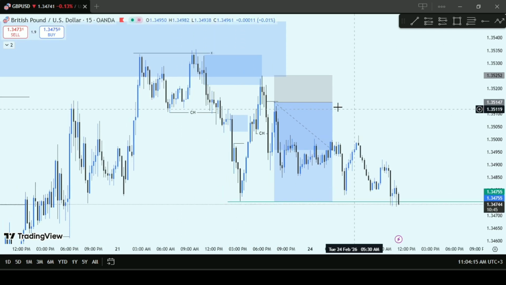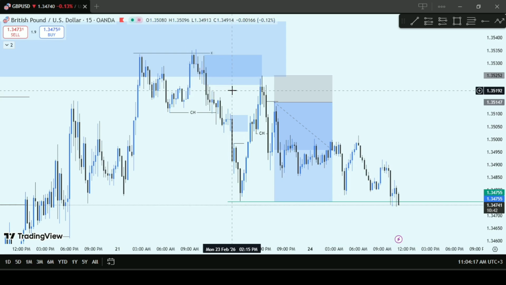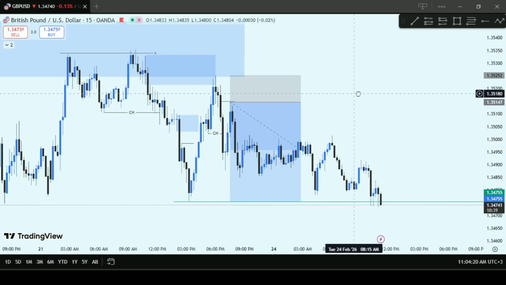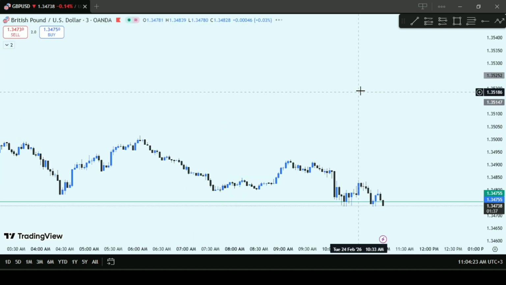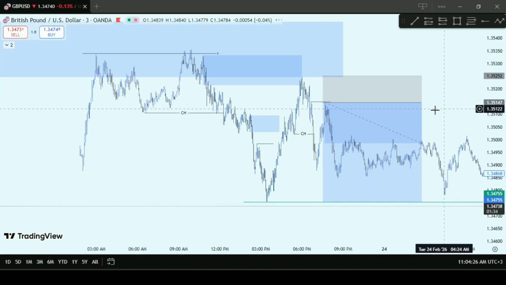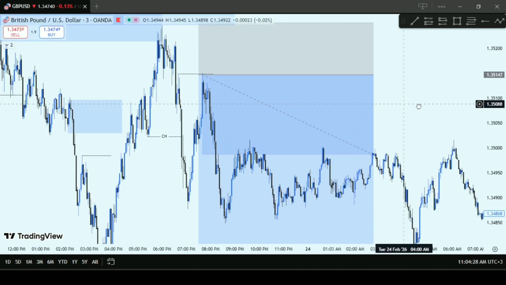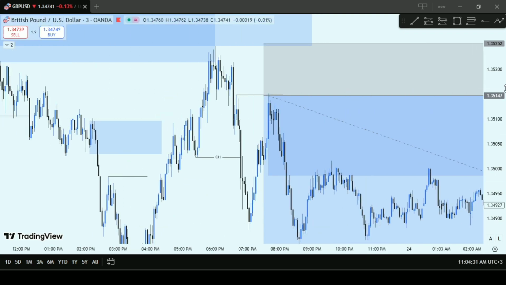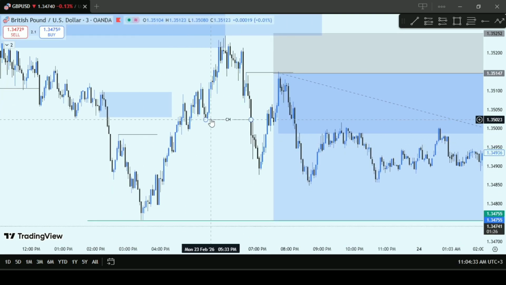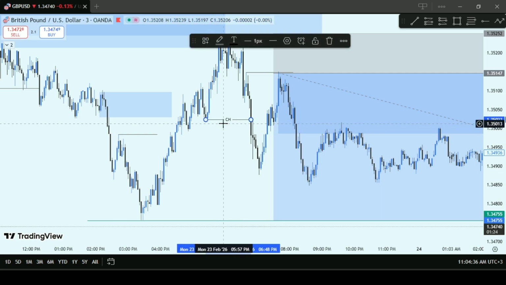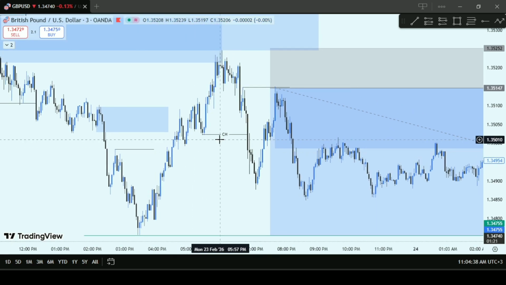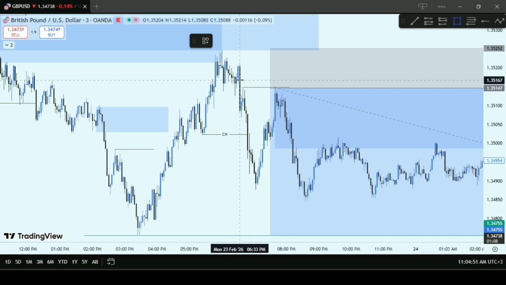So how do we get the confirmation in the 15-minute from such POIs? We go down to 3 minutes. In the 3-minute time frame, you can see clearly that price changed character. This is our change of character here, a valid one. And after this change of character, we had our internal inducement. This is internal inducement, and I had the extreme POI here.